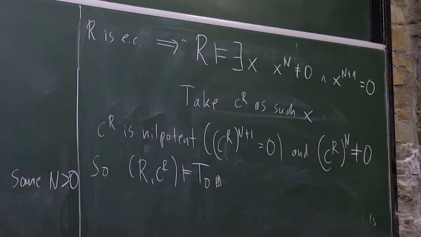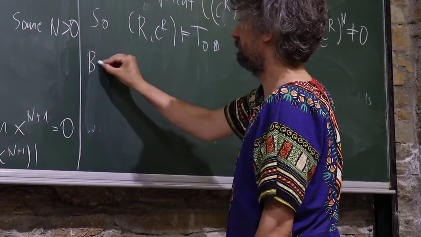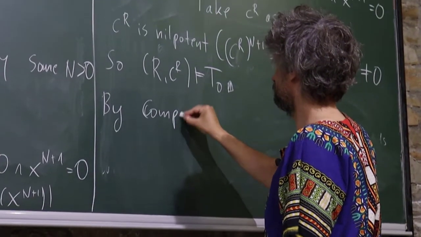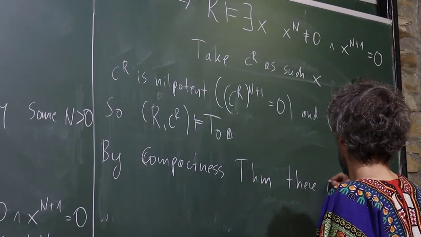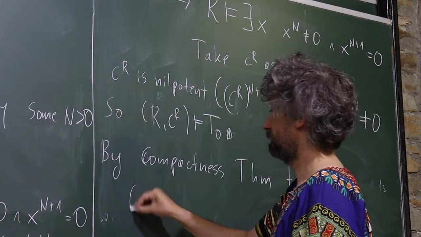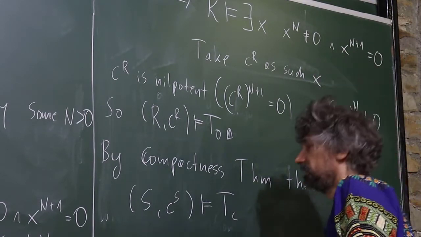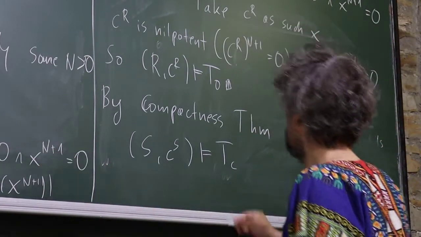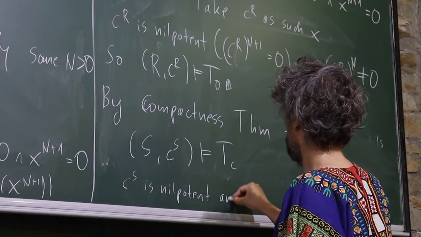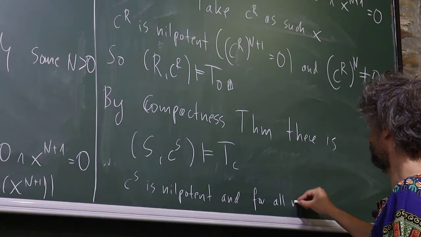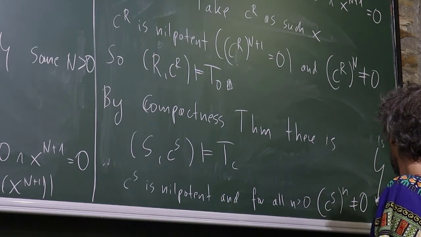Okay, so this becomes finitely satisfiable. So by the compactness theorem, there is some other model, c_S, a model of T_c, but now c_S is nilpotent, and for all n, c_S to the n is not 0, which is of course a contradiction.